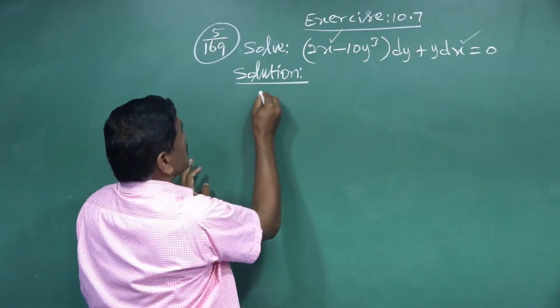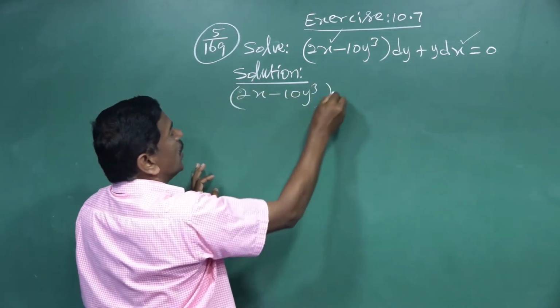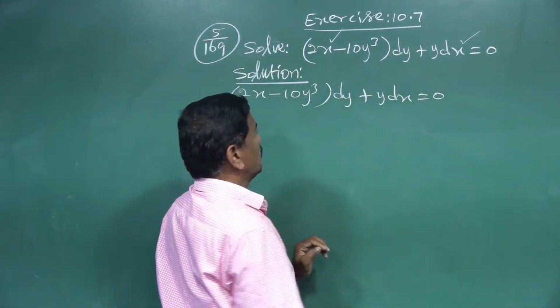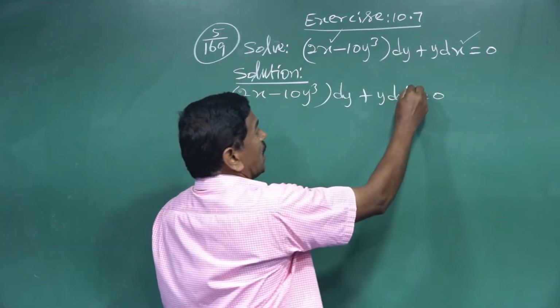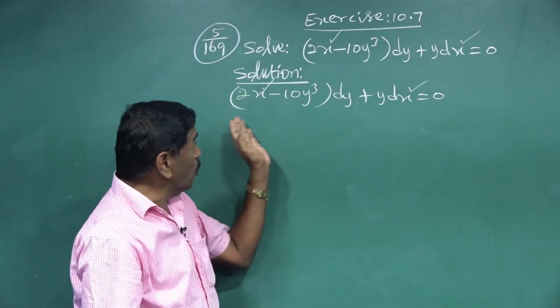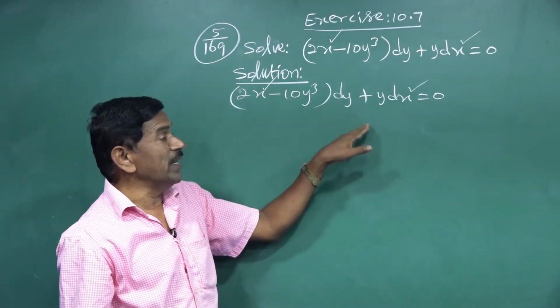First, take your given question. Solution: (2x minus 10y cube) dy plus y dx is equal to 0. Again, using pencil, the differential of x: only one x, whose power is 1 and which is free, and no other x variable. Remaining are all functions of y. Therefore, this is linear in x.